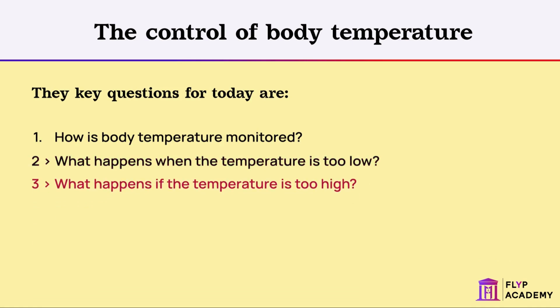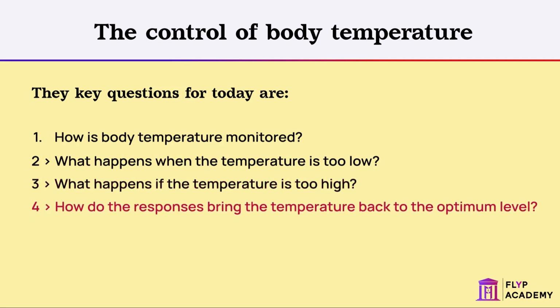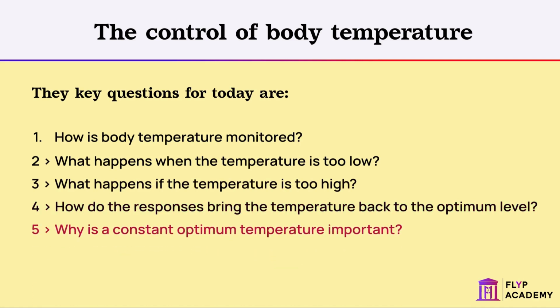3. What happens if the temperature is too high? 4. How do the responses bring the temperature back to the optimum level? 5. Why is a constant optimum temperature important?